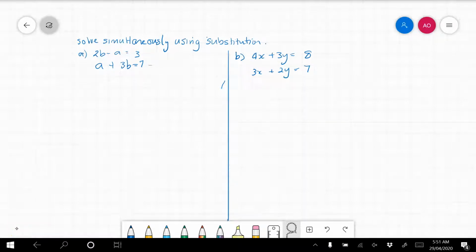Hi, today we're going to solve these equations simultaneously using substitution. This is worked example 5 and it's in exercise 6.02.